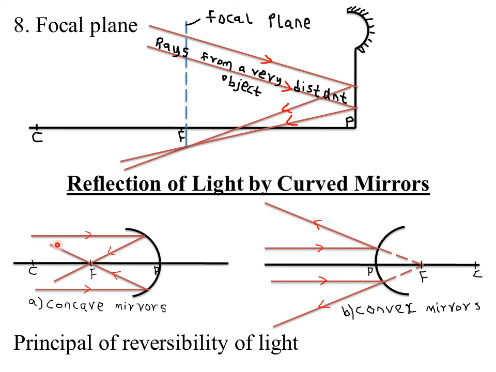That if a ray is parallel to the principal axis, then after reflection it is reflected through F. Then if you also have a ray of light coming through F and hitting the surface, it will always be reflected parallel to the principal axis. So the principle of reversibility of light states that the path of light rays are reversible.